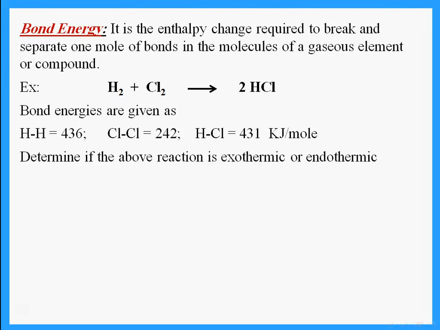Okay, you should remember that bond energy is the enthalpy change required to break and separate 1 mole of bonds in the molecules of a gaseous element or compound. So if I have hydrogen plus chlorine to give HCl, what do we have? We have a bond between H and H. We have a bond between Cl and Cl. And we have 2 HCl bonds that are formed. Now, each of these bonds needs a certain amount of energy to be broken or to be formed. This is called the bond energy.